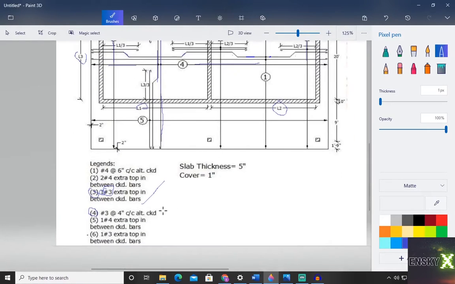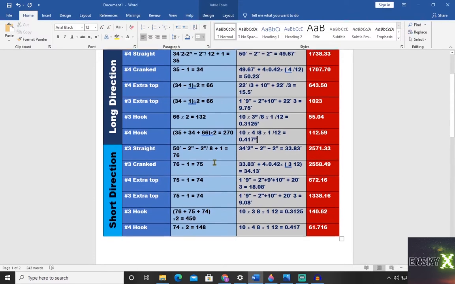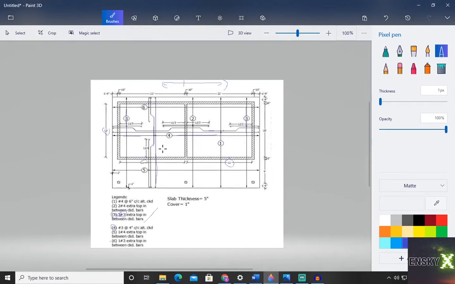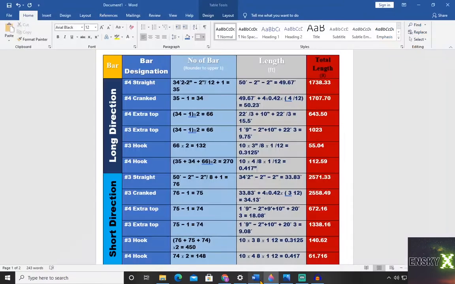So again it is the same method we followed in the long direction. We just have to change the direction. So the number of bars is from this portion, and this is the length. Okay, so this is the length. Things are the same, but the direction is rotated.